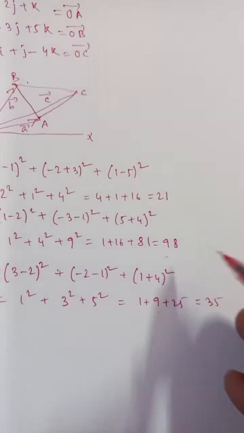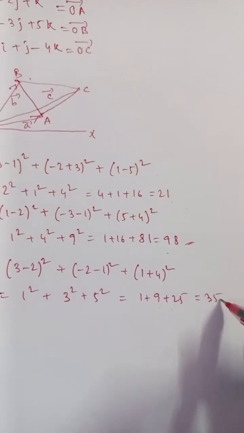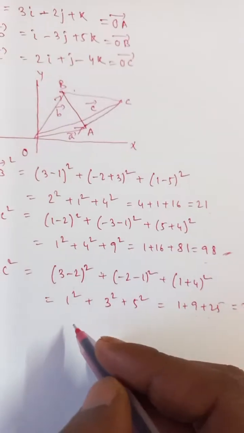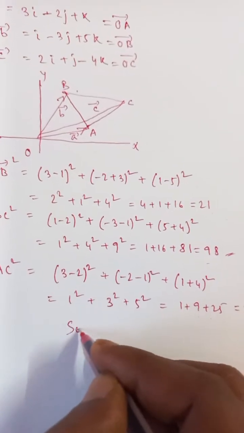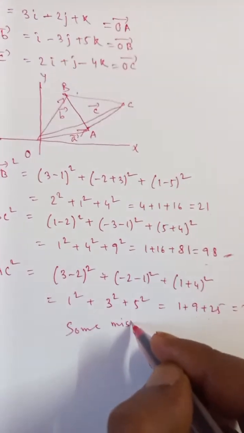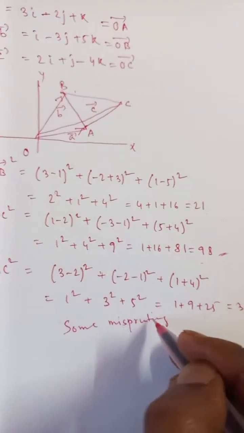Here you cannot find that the bigger unit is the sum of the other two units. Some misprinting in my book. Some misprinting. I am looking. I have done it twice, but I am hoping there is some misprinting.